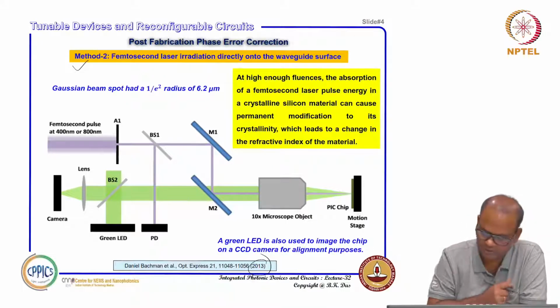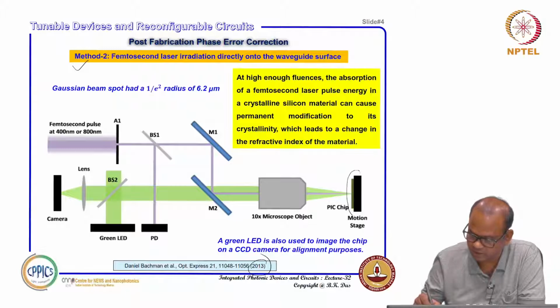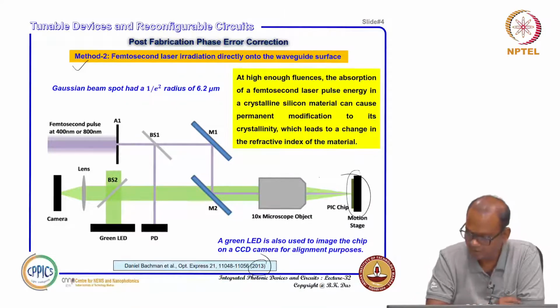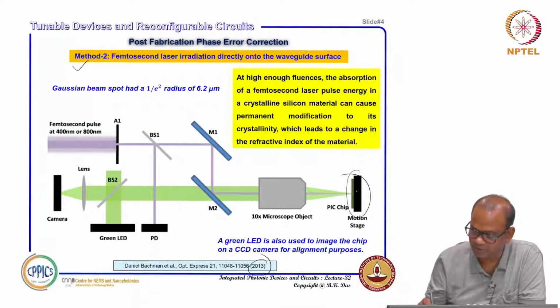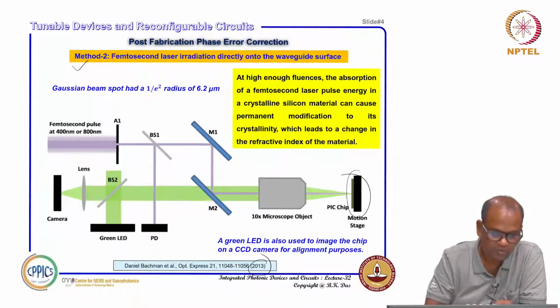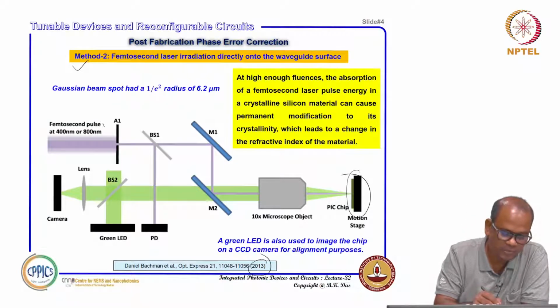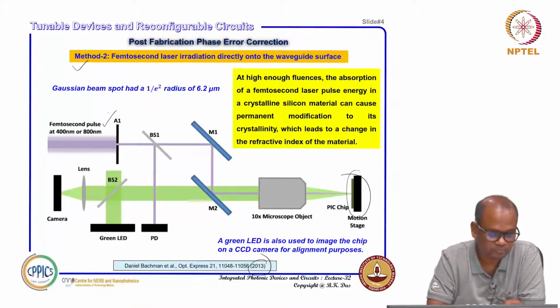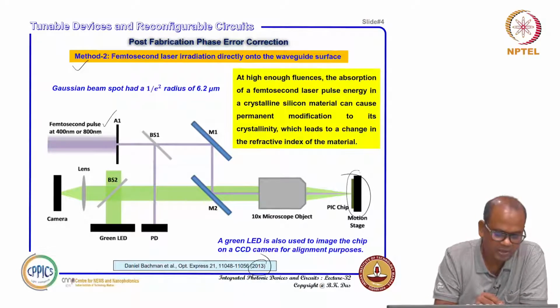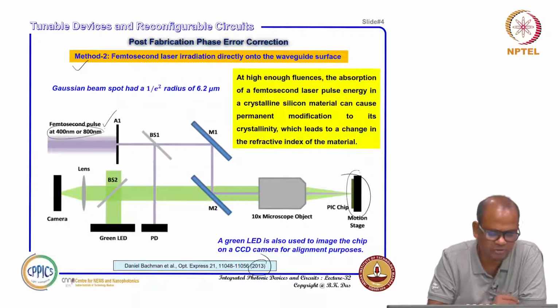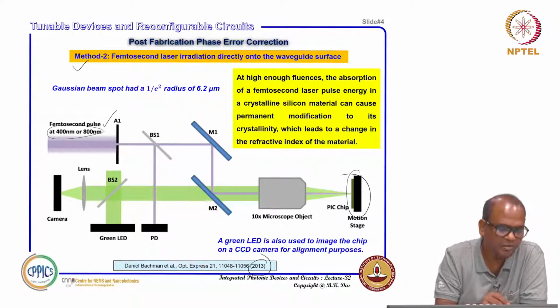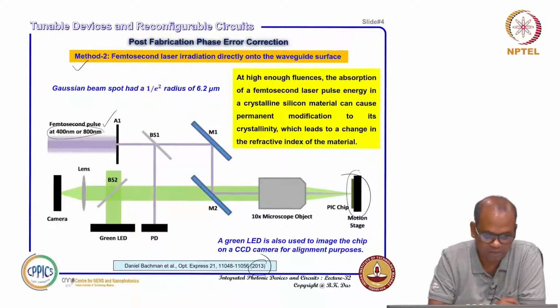What happens in this method is that you have a photonic integrated circuit chip here, and that chip is mounted on a motion stage, so that you can change the location coordinates on the surface of the photonic integrated circuit chip. What you do is use a femtosecond pulse at 400 nanometer or 800 nanometer. Any of the wavelengths you can use; you operate a femtosecond laser where the peak wavelength is around 400 nanometer.